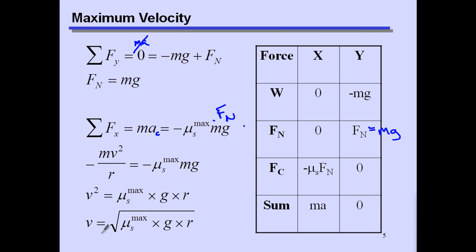Then we're just going to solve for v. So the fastest we can go is determined by this. It's the square root of whatever our coefficient of static friction is, times our gravity, times the radius of the curve. So you see the mass of the car doesn't even matter, because the masses cancel each other out. So the velocity only has to deal with the coefficient of friction and the radius of the curve, because gravity is a constant.